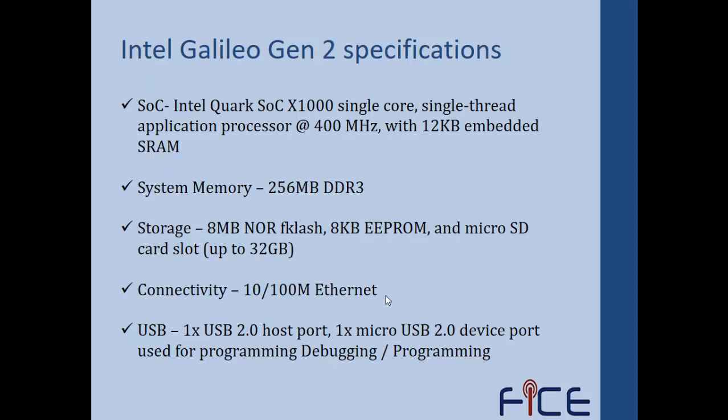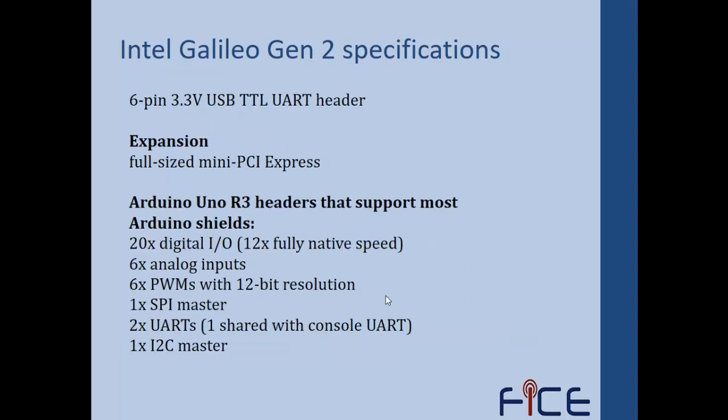Then we have connectivity: 10/100M Ethernet, so we have an Ethernet port also. Then we have one USB 2.0 host port, and one micro USB 2.0 device port used for programming and debugging. So we have a USB host port and a USB client port. These are the hardware. Then we have a 6-pin 3.3 volt USB TTL UART header. Then we have expansion for connecting other peripherals: a full-size mini PCI Express.